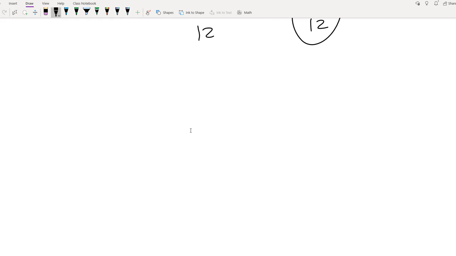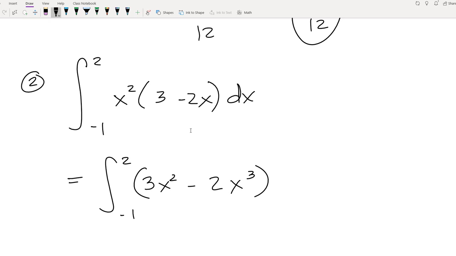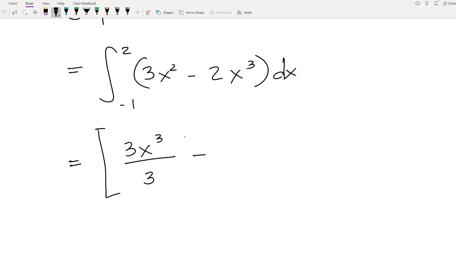Last example should be easy. I just taught you how to use the limits. So this is the integral from negative 1 to positive 2 of x squared times 3 minus 2x dx. This should be equal to the integral from negative 1 to positive 2. Distribute this value, x squared. This is 3x squared minus 2x raised to 3 times dx. Then taking the integral, this would be 3x raised to 3 over 3 minus 2x raised to 4 over 4, from negative 1 to positive 2.